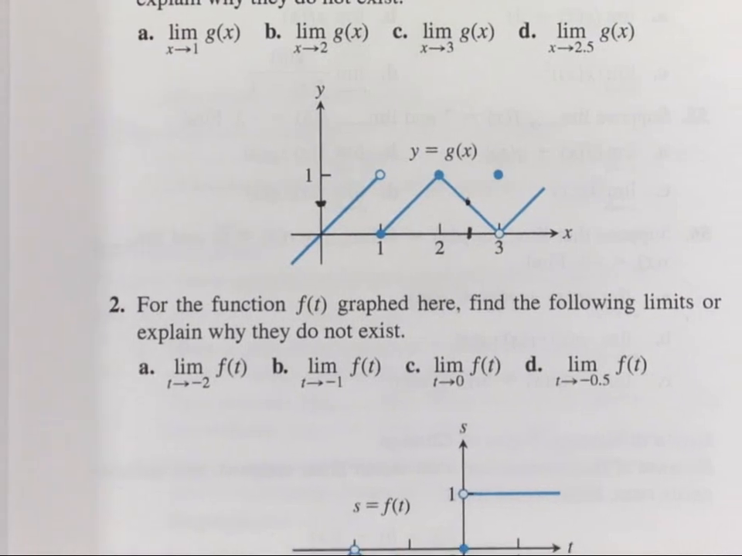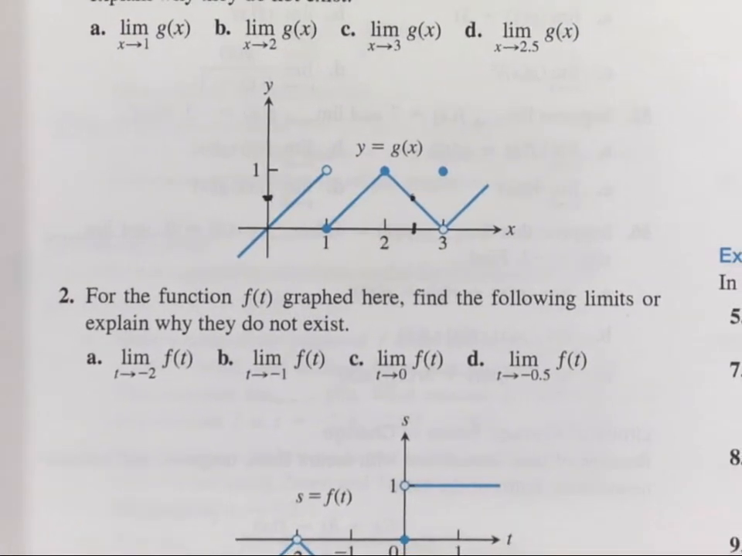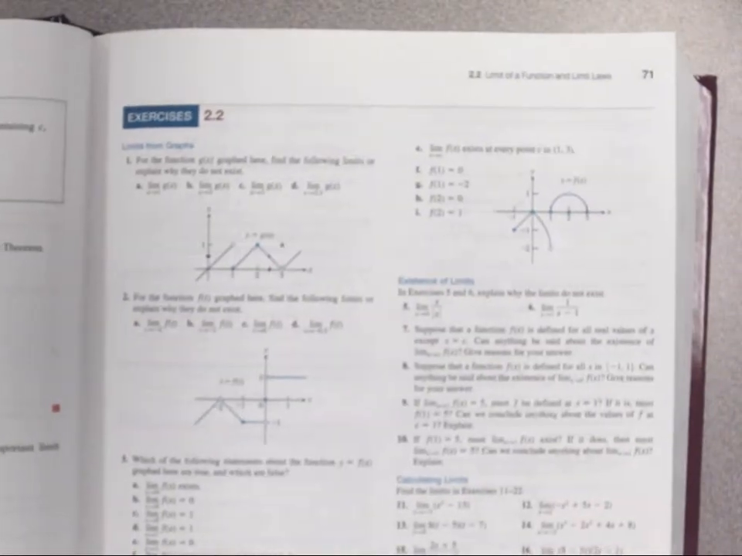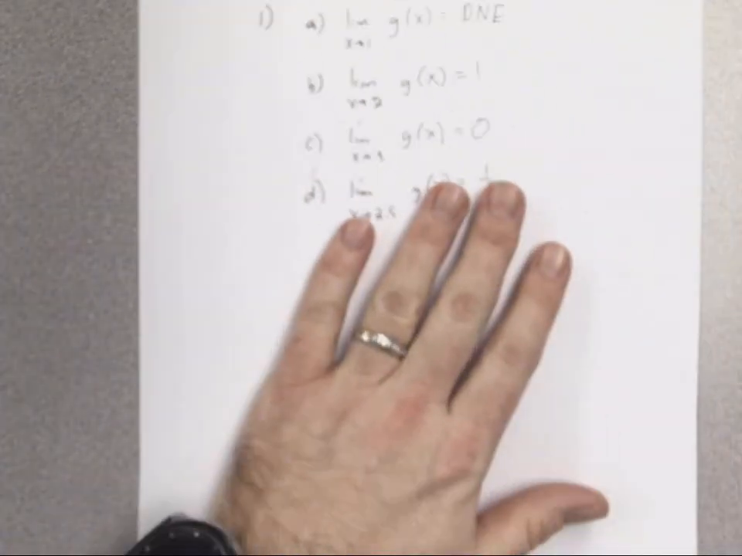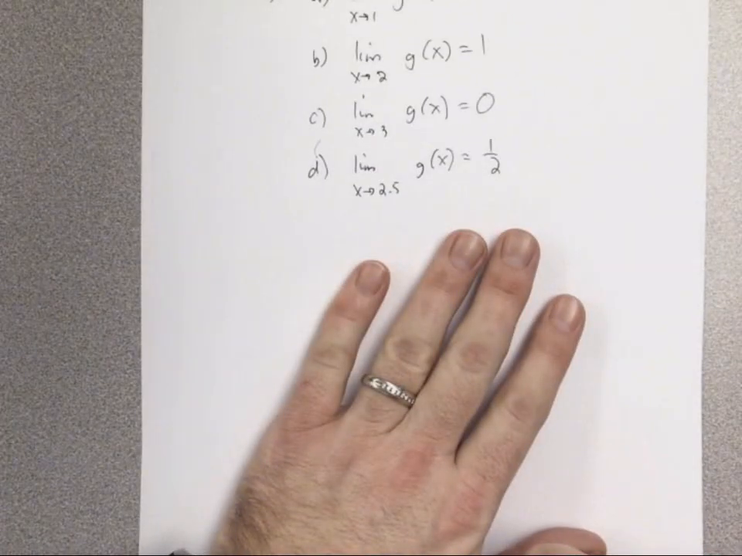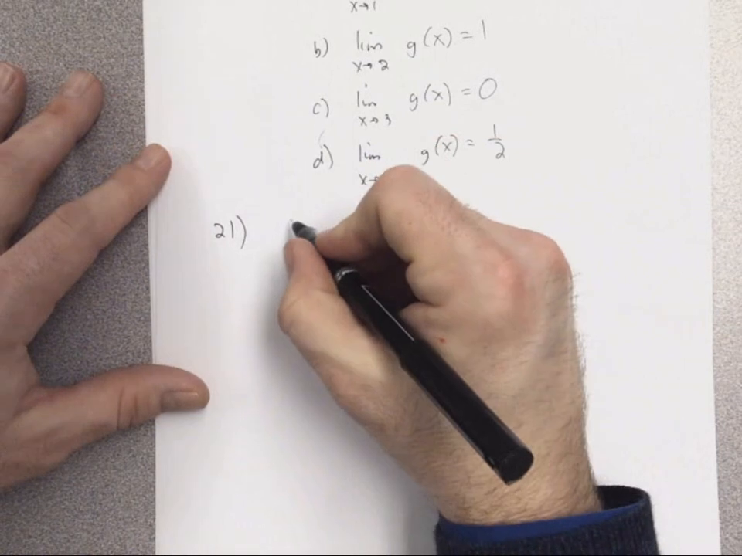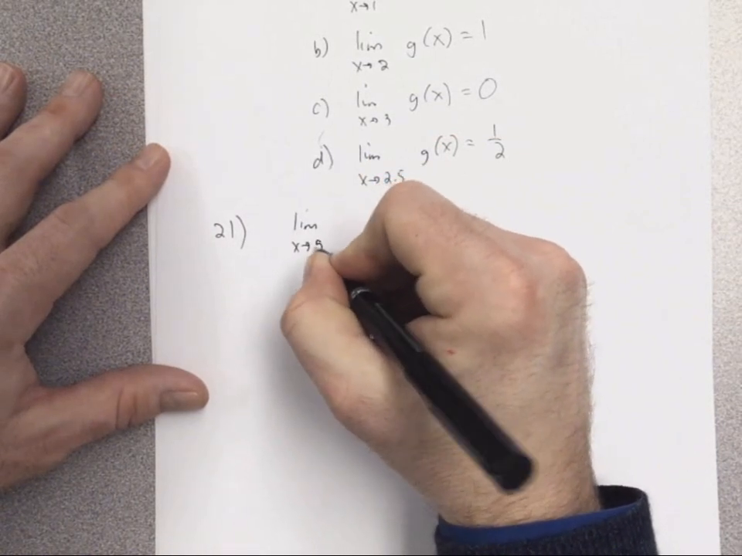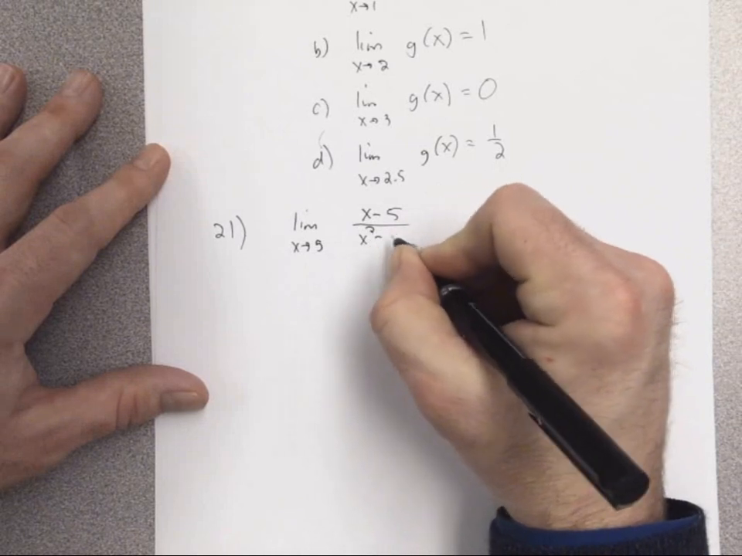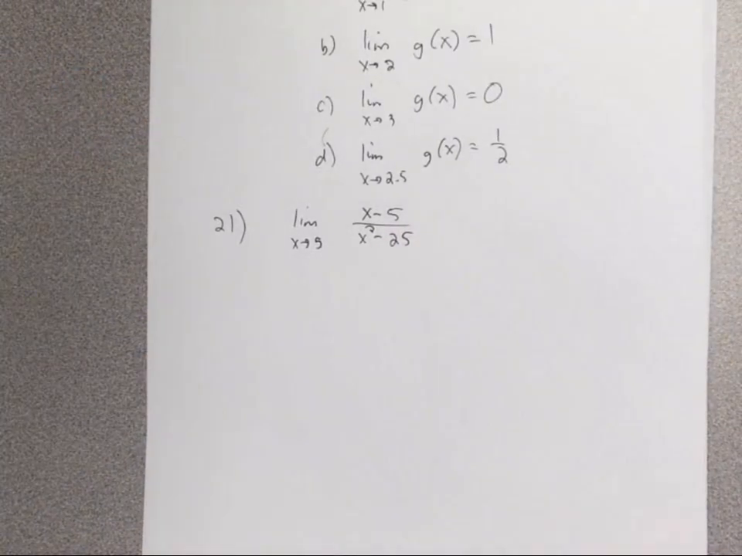All right, so number 21. Okay, number 21, we're asked to find these limits algebraically. So the limit as x approaches 5 of x minus 5 all over x squared minus 25. So a really straightforward kind of limit, which is totally going to be on a test, okay? You will have to do something just like this on a test. The polynomials will be different, maybe, but it's going to look a lot like that.